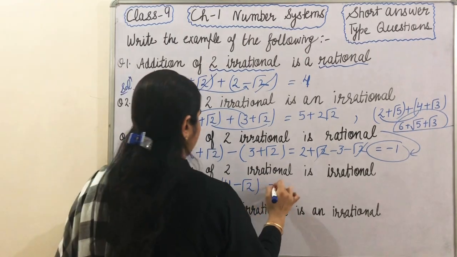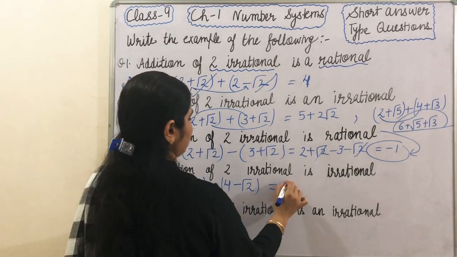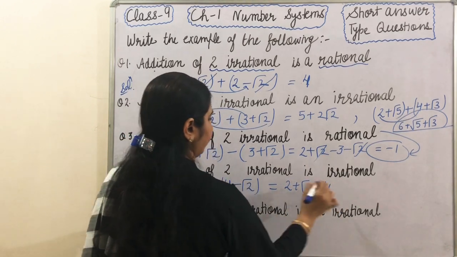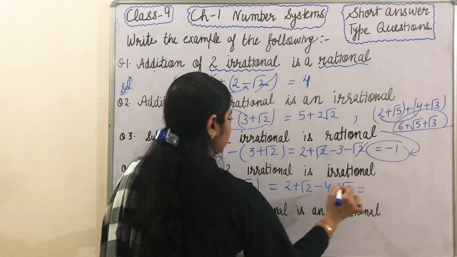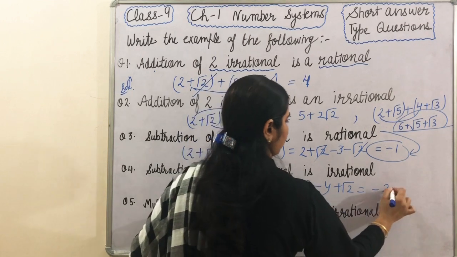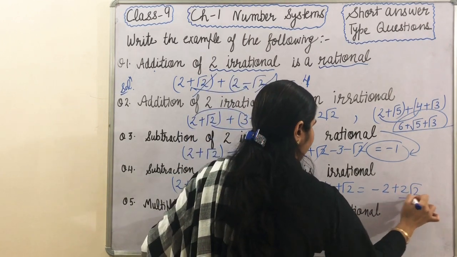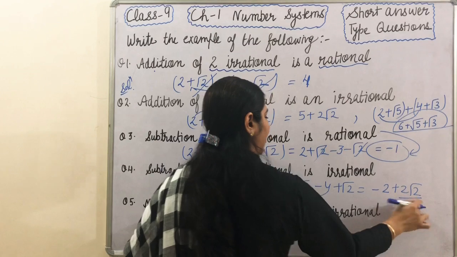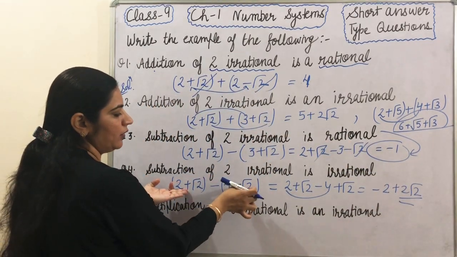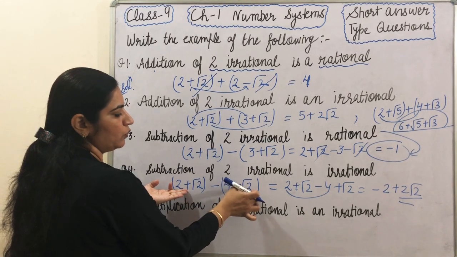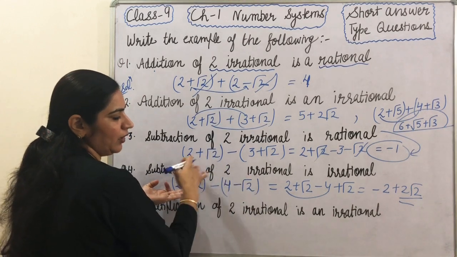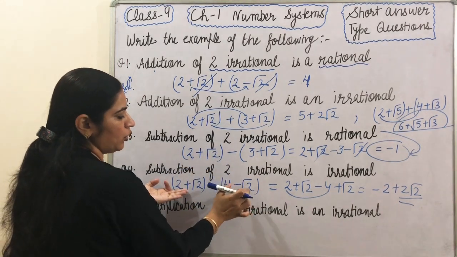When I open this bracket: 2 plus root 2 minus 4, negative times negative is positive, plus root 2, which is equal to 2 minus 4, and root 2 plus root 2 is 2 root 2. This 2 root 2, a term with a root, was required. So intentionally I had taken one term with a positive sign and another term with a negative sign of the root, such that when I open the bracket and finally get the answer, this root should be there.